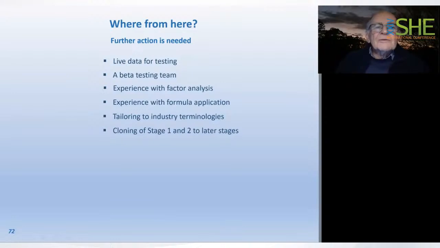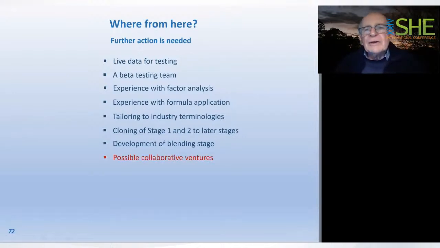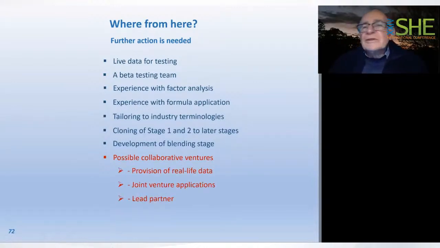Ultimately, of course, we have to clone stage 1 and 2 to produce the later stages, and we need to sort out exactly what we're doing with the blending stage. And the other thing that we will need to do is to look at possible collaborative ventures, because our resources are very limited. We need people that can assist us in the provision of real-life data, in joint venture applications, and maybe even, if it is warranted, to be a lead partner with us as a support group.